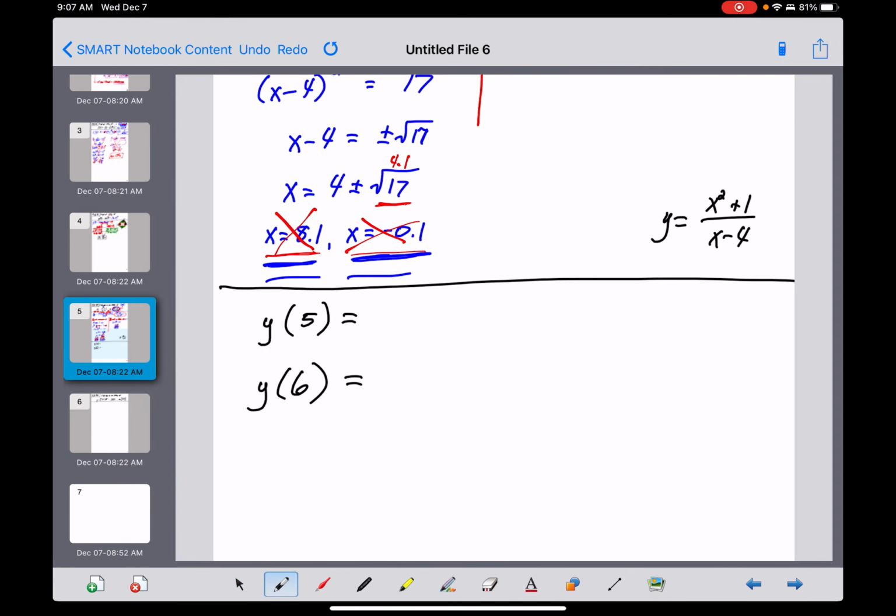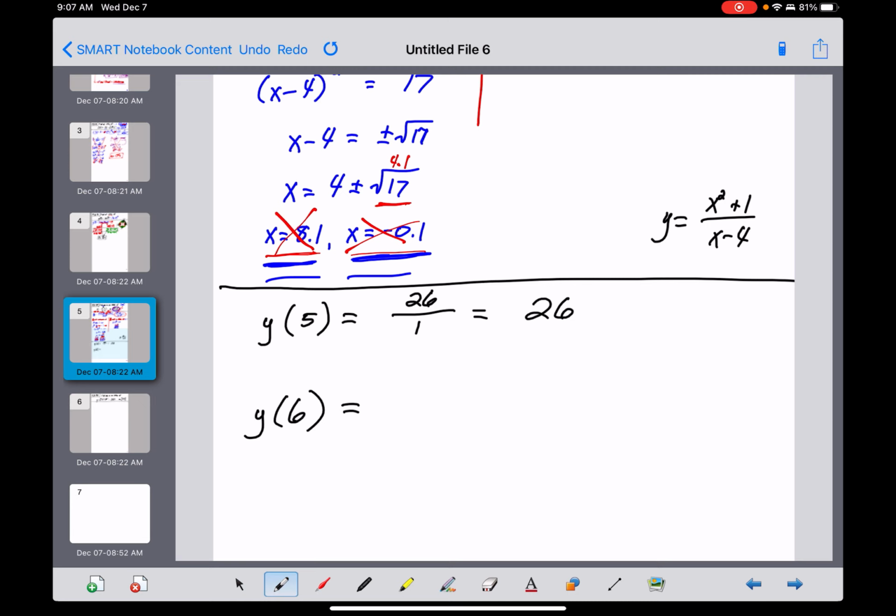Okay, so I don't think this is going to be a whole lot of fun. Let's plug a 5 in there. 5 squared is 25, plus 1 is 26, all over 5 minus 4, which is 1. Hey, I can do that in my head. That y value is 26. Now, I have no way of knowing right now if that 26 is a maximum or a minimum until I compare it to the answer I'm going to get right here from y of 6.